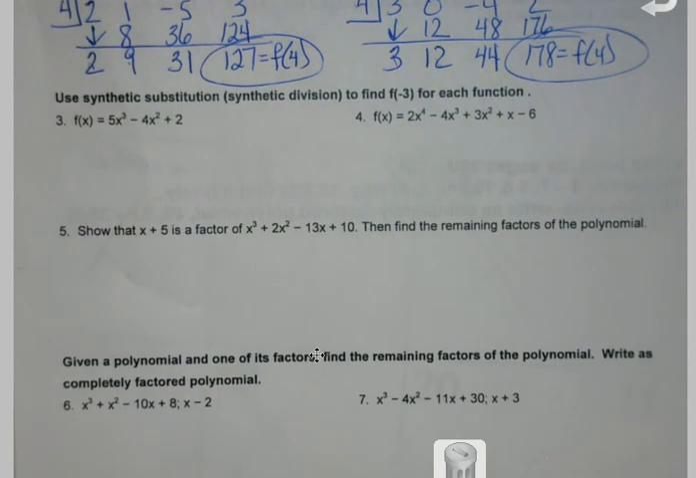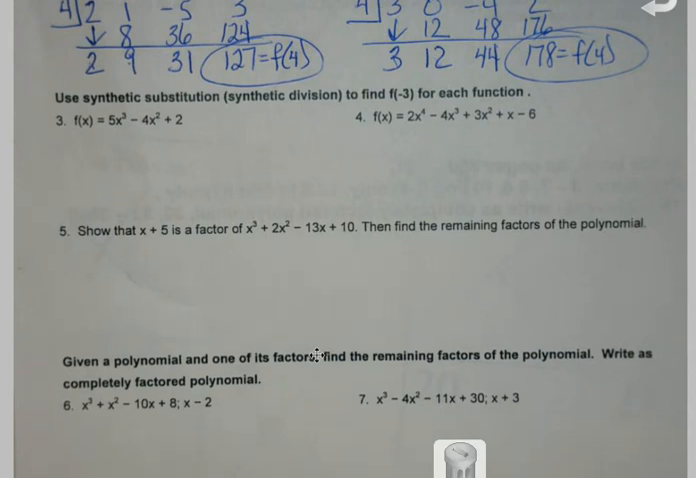I just want to take a look at a couple more here. I'm going to go past 3 and 4 for now because they're repeating the same idea. You're just plugging in negative 3 instead. So number 5: show that x plus 5 is a factor of x cubed plus 2x squared minus 13x plus 10. Then find the remaining factors of the polynomial.